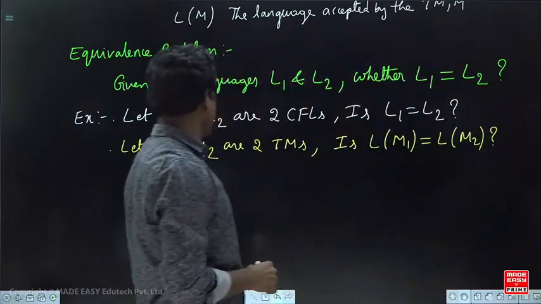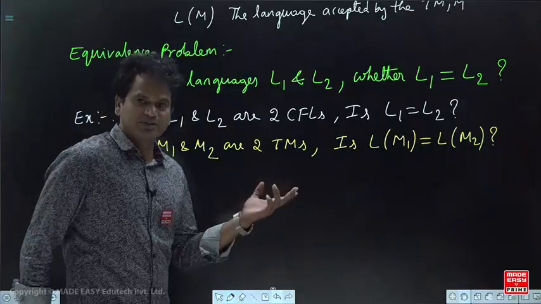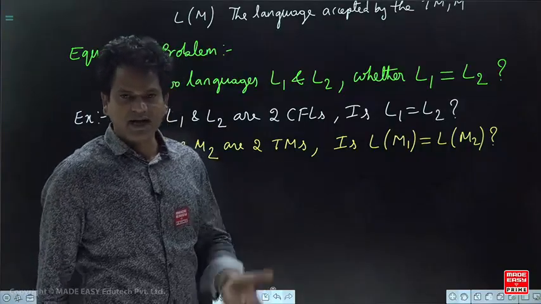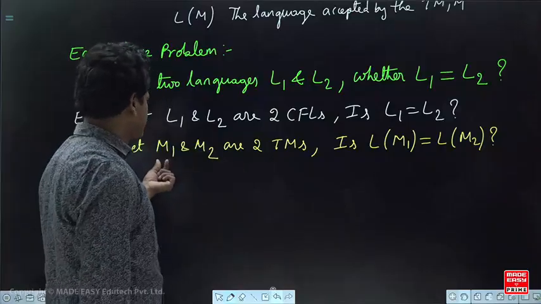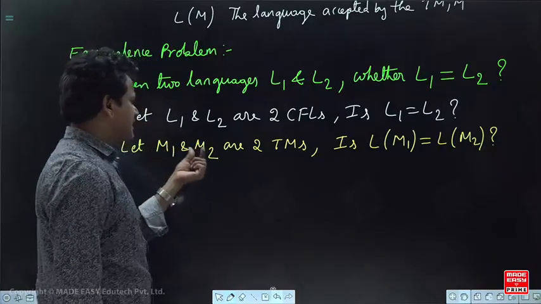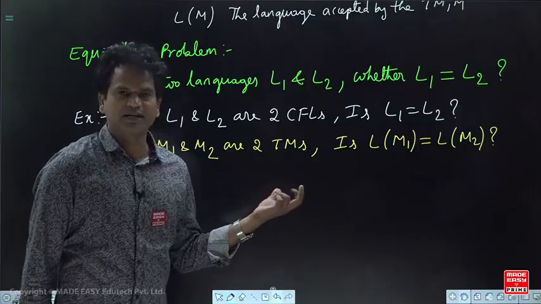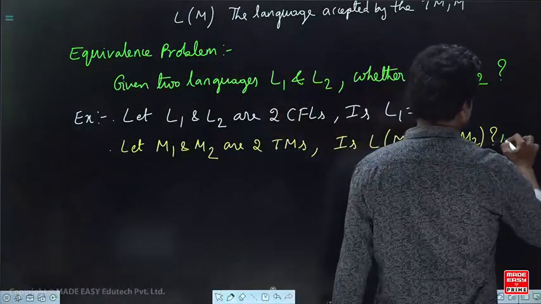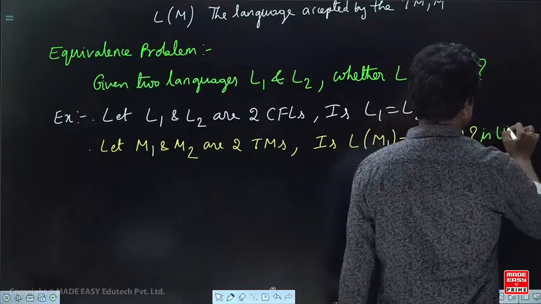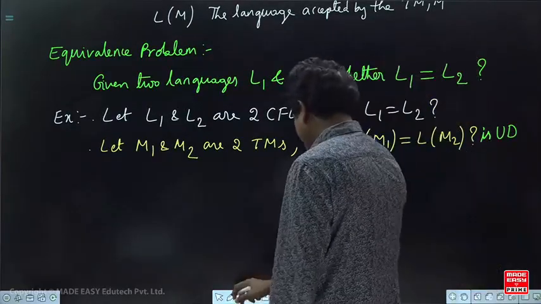Guys, equivalence. M1, M2 are two Turing machines, so these are recursively enumerable languages. Is the language accepted by Turing machine M1 equal to the language accepted by Turing machine M2 or not? Equivalence of RE languages is undecidable. Here I am not doing anything new, I am only expanding.